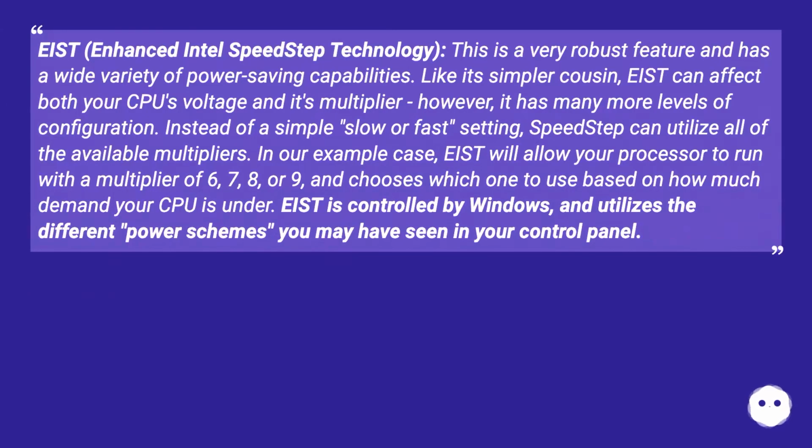IST, Enhanced Intel SpeedStep Technology. This is a very robust feature and has a wide variety of power-saving capabilities. Like its simpler cousin, IST can affect both your CPU's voltage and its multiplier. However, it has many more levels of configuration. Instead of a simple slow or fast setting, SpeedStep can utilize all of the available multipliers. In our example case, IST will allow your processor to run with a multiplier of 6, 7, 8, or 9, and chooses which one to use based on how much demand your CPU is under. IST is controlled by Windows, and utilizes the different power schemes you may have seen in your control panel.